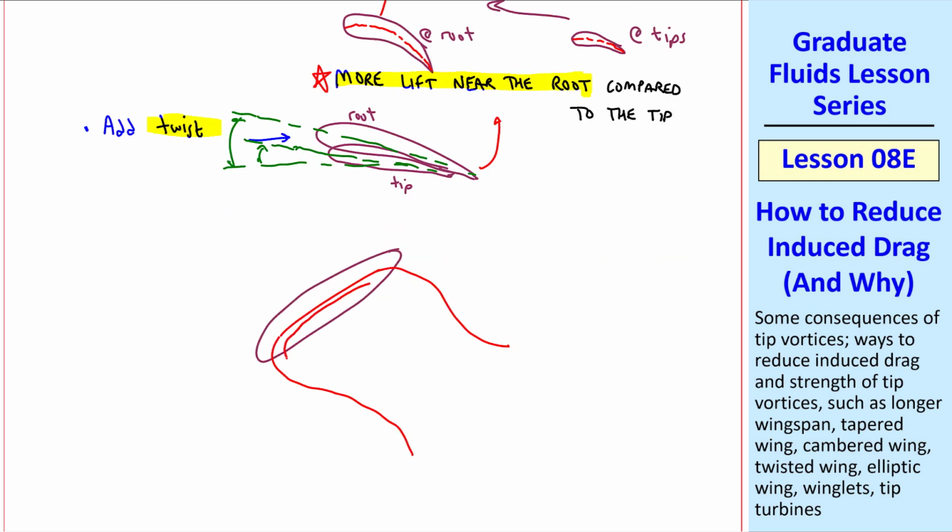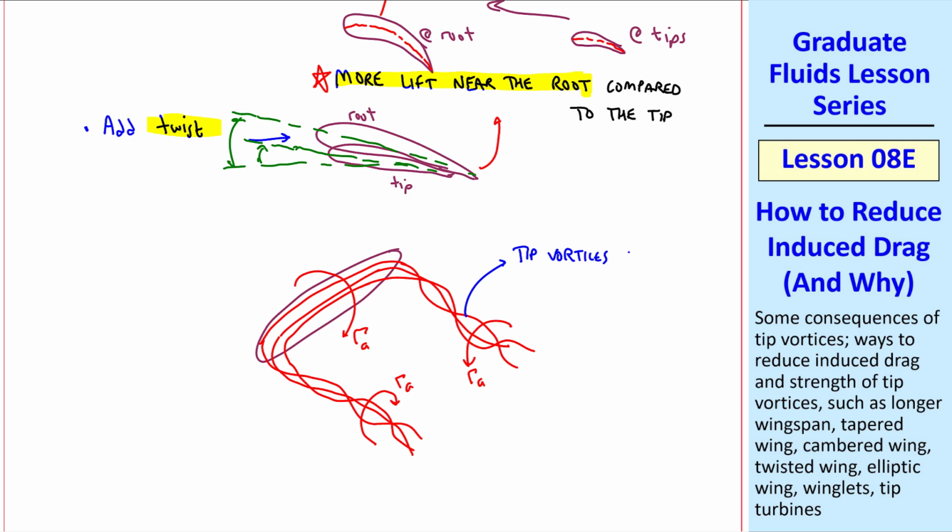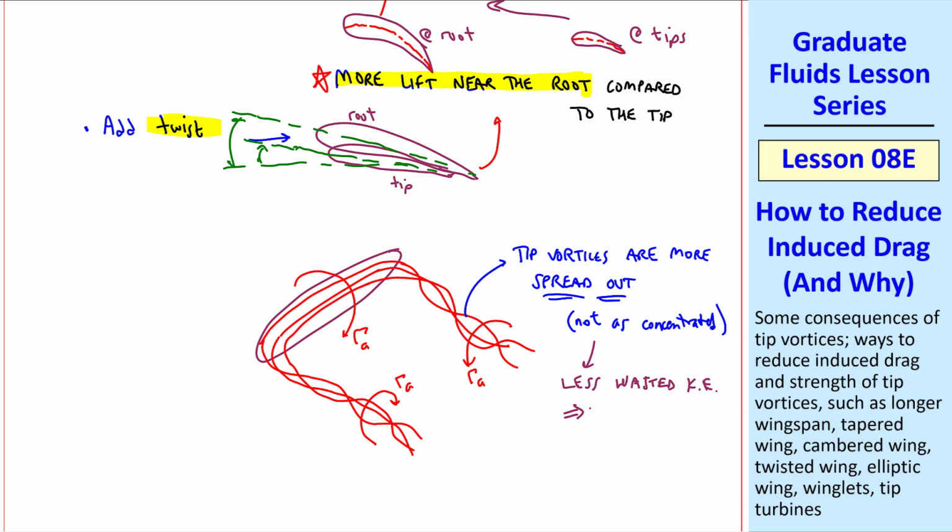In all these cases, the overall gamma A around the entire wing must be the same gamma A in the tip vortices, but the tip vortices themselves are more spread out or not as concentrated, so this distributed vortex would have less wasted kinetic energy than would a non-distributed tip vortex. And as we've talked about previously, less wasted kinetic energy means lower induced drag.